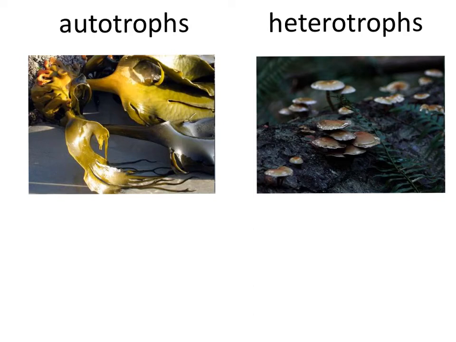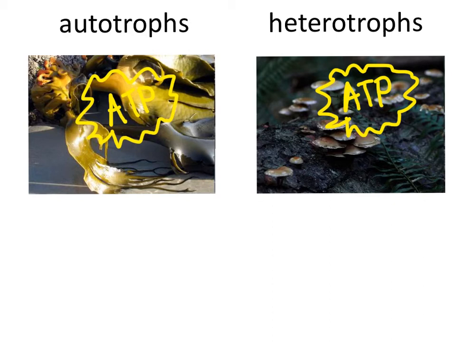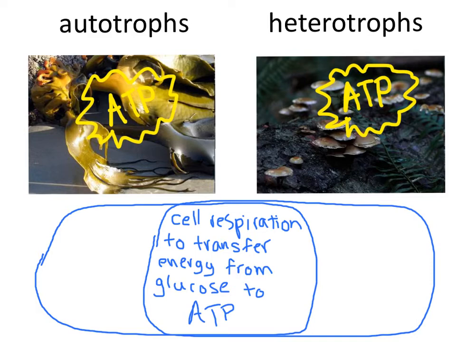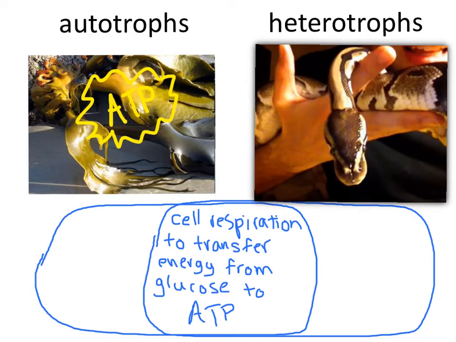Both autotrophs and heterotrophs need ATP for energy. You now know that cellular respiration is the process that produces that ATP, so therefore, autotrophs and heterotrophs must both run cellular respiration. Heterotrophs get the glucose for this process by consuming other organisms.